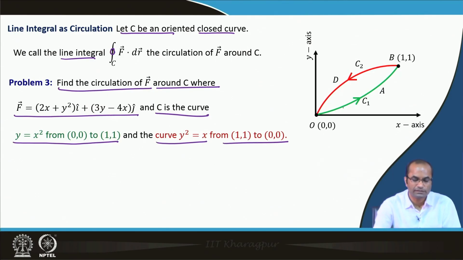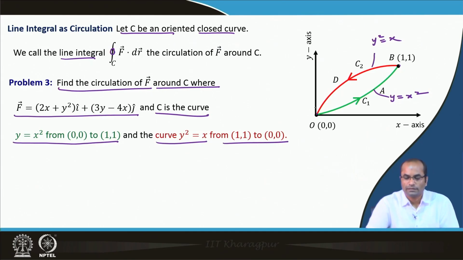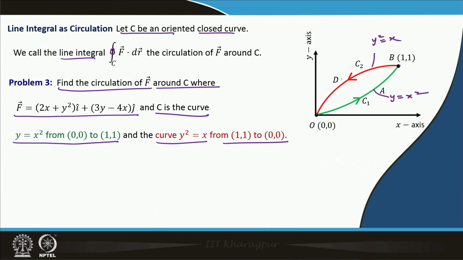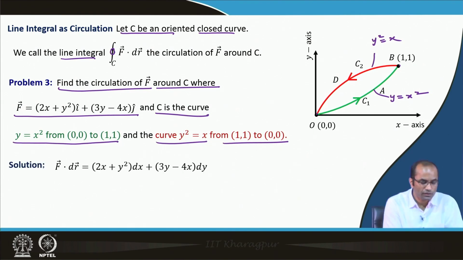So, this is the curve given there. We have this parabola y equal to x square, and we have there y square equal to x, another one. This varies from 0 0 to 1 1, and then getting back to 0 0 through the other parabola from 1 1 to 0 0. So, for the solution, we need to compute this f dot dr. F is given here. So, dr we will write in the dx dy form.